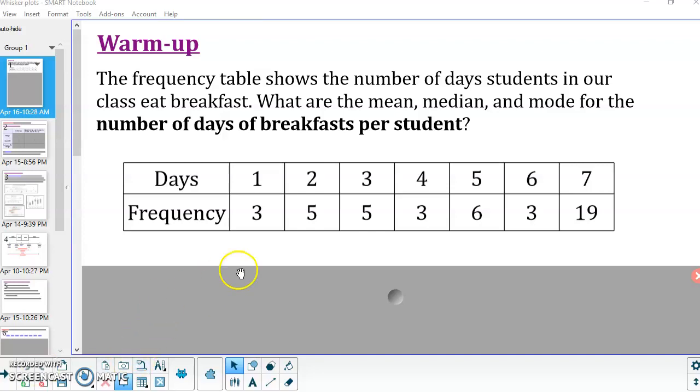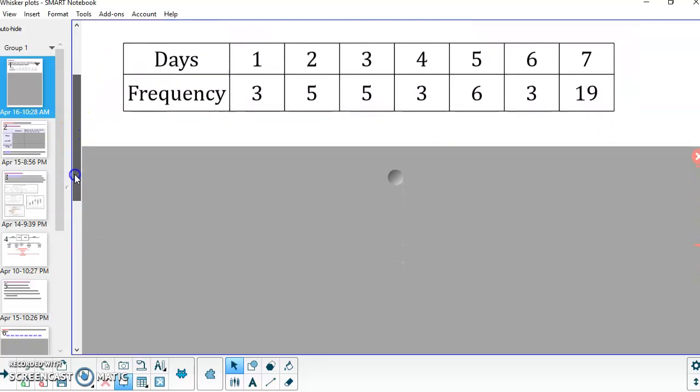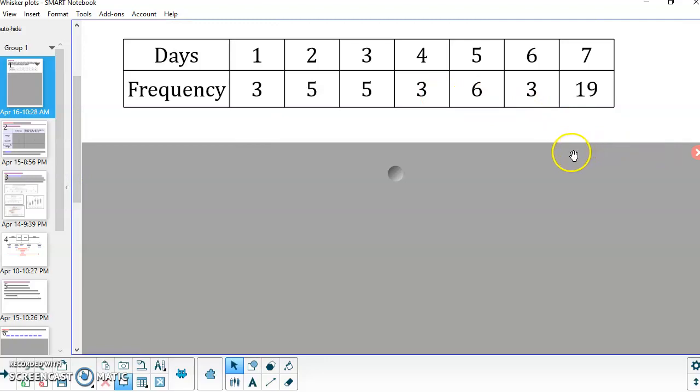So again, real quick here, what this means is that 3 students say that they only ate breakfast 1 day a week. 5 students say that they eat breakfast 2 days a week, and so on. So hopefully you had a chance to print off the notes that I attached out there. Go ahead and pause the video and work through calculating mean, median, and mode. I'm going to go ahead and just kind of plow through the explanation here, assuming that you've taken some time to try to figure it out yourself.